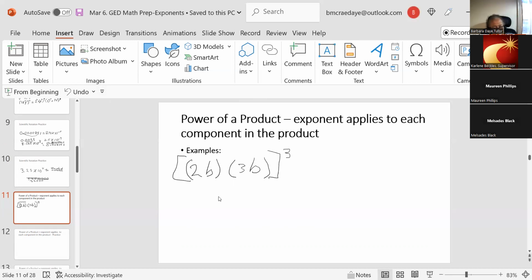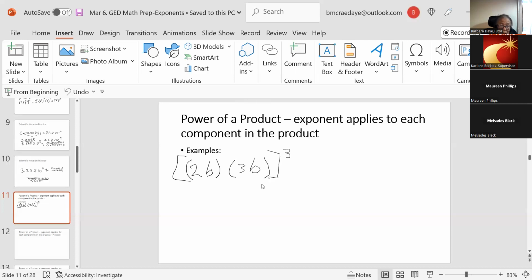Wait a minute, please. Question? Can you hear me? Yes, I hear you. What did Maureen say? You apply the 3rd power to each component in the product. So a product is multiplication. So you're having 2B multiplied by 3B. So that means you're going to have 2B to the 3rd times 3B to the 3rd. I want you to do that and tell me your answer right now.